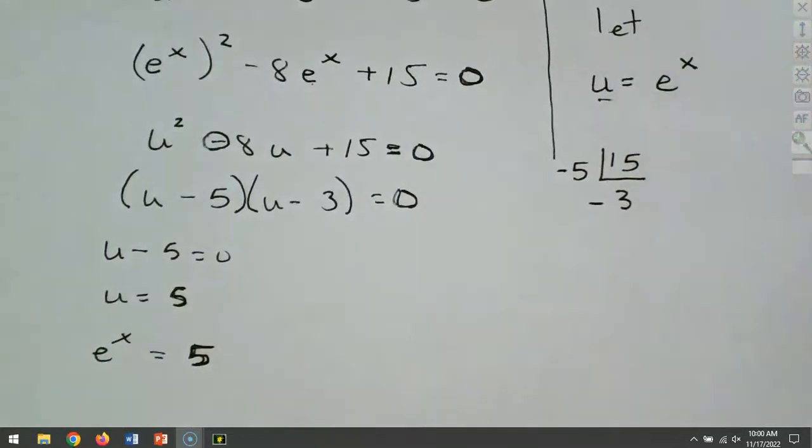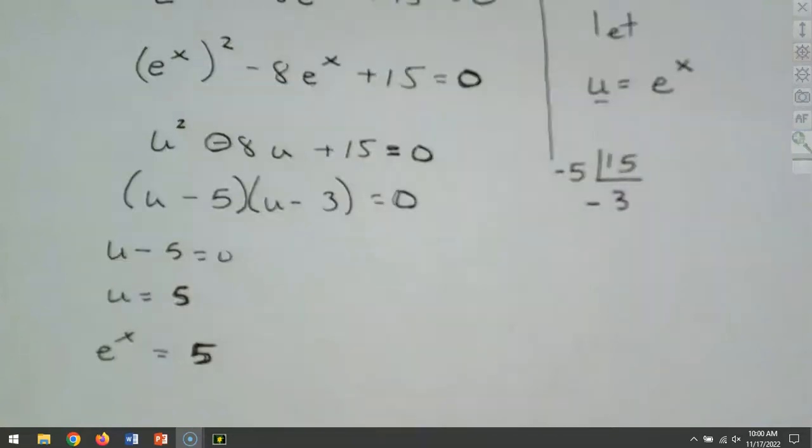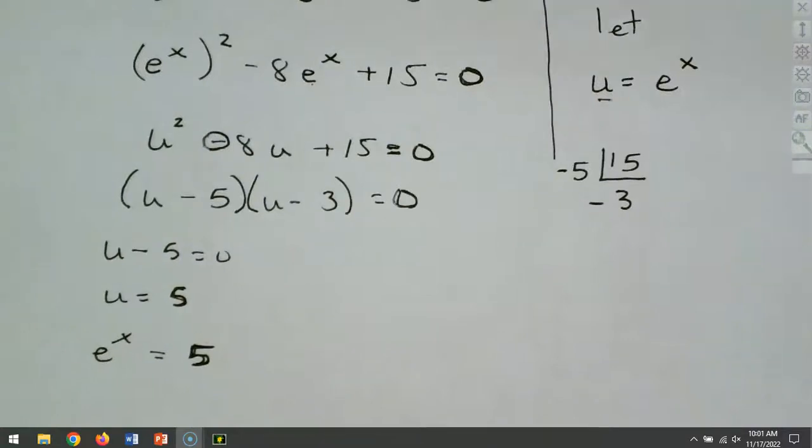Now, we did talk about this a little bit last time. How do we get rid of an exponential? How do we get rid of that e? The opposite of an e is going to be a ln. Remember, e and ln are inverses in your calculator. If you have a calculator, you can even see that.